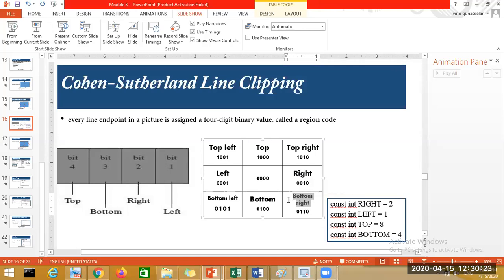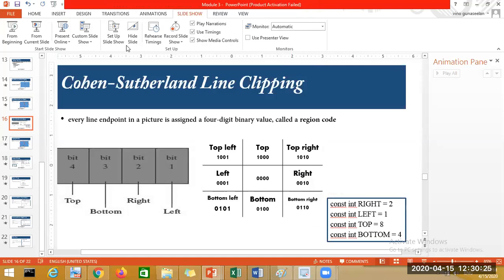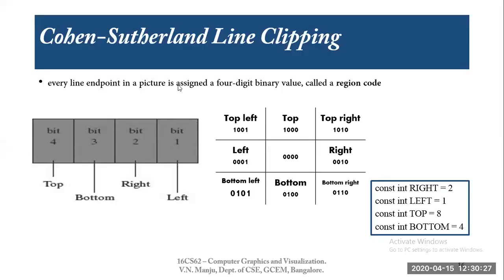So this is how we put the region code. With respect to this, you should know this diagram, so with that you can draw this one. Now see here, top is what? 1000. It is binary. When I convert it to decimal, what is the value? 8. So I can put top is equal to 8.